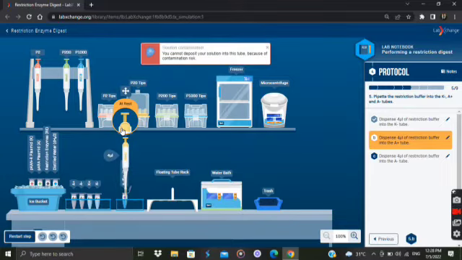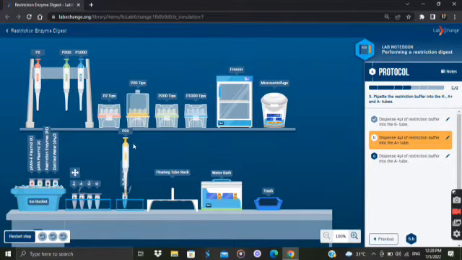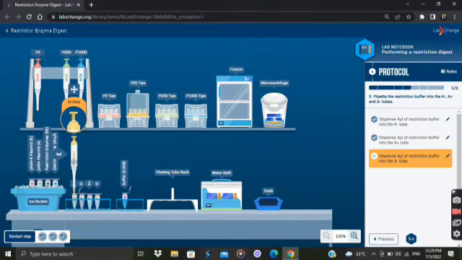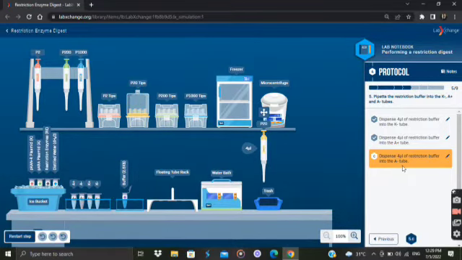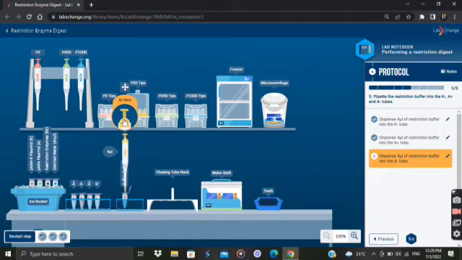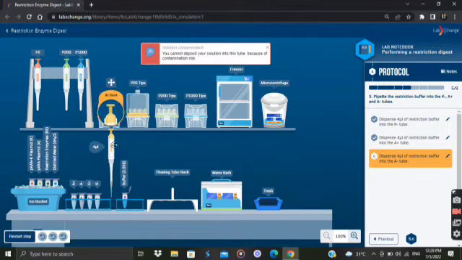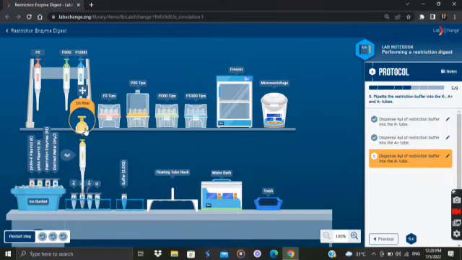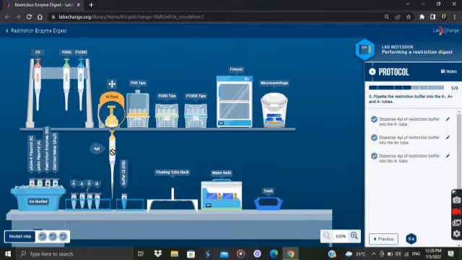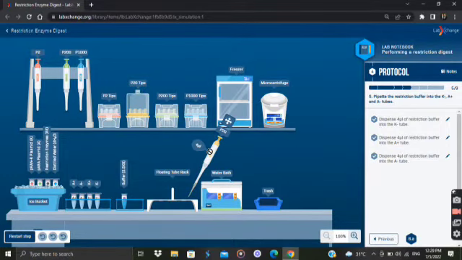Dispense 4 microliters of restriction buffer into the A positive tube. So we are going to dispense into it and close the tubes. Eject tip. Dispense 4 microliters of restriction buffer into the A negative tube. So we are going to dispense 4 microliters into the A negative tube.